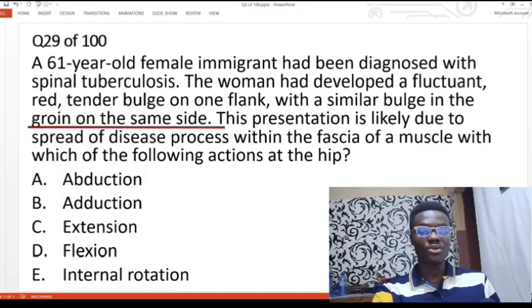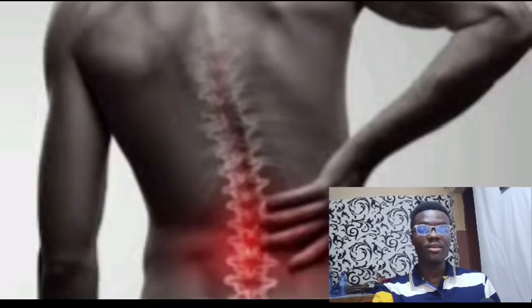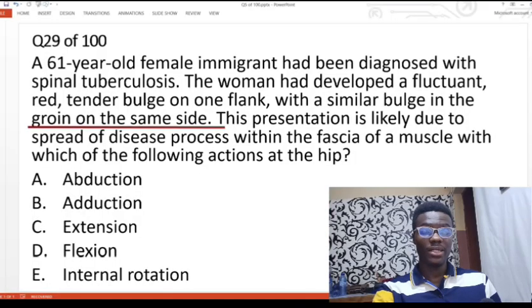So the major thing that the question told us is that the woman had spinal tuberculosis, which is a bacterial infection of the spine that is caused by the Mycobacterium tuberculosis, the same bacteria that causes pulmonary tuberculosis. So spinal tuberculosis actually affects the spine, the disc and the vertebral column, basically. It causes degeneration of those bones.